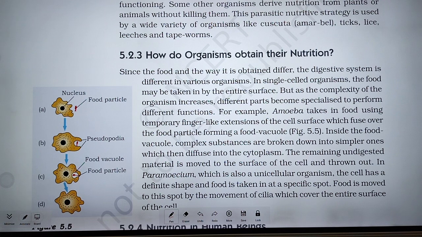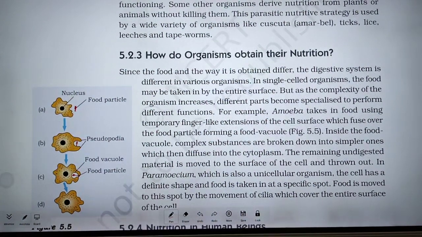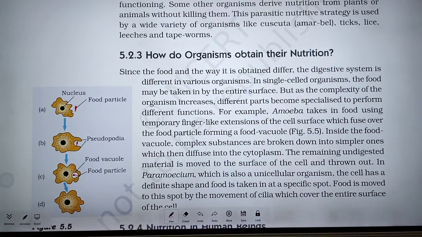Do you know what cilia are? Cilia help substances to move. By the help of cilia, the food moves to the spot, and the cilia cover the entire surface of the cell.